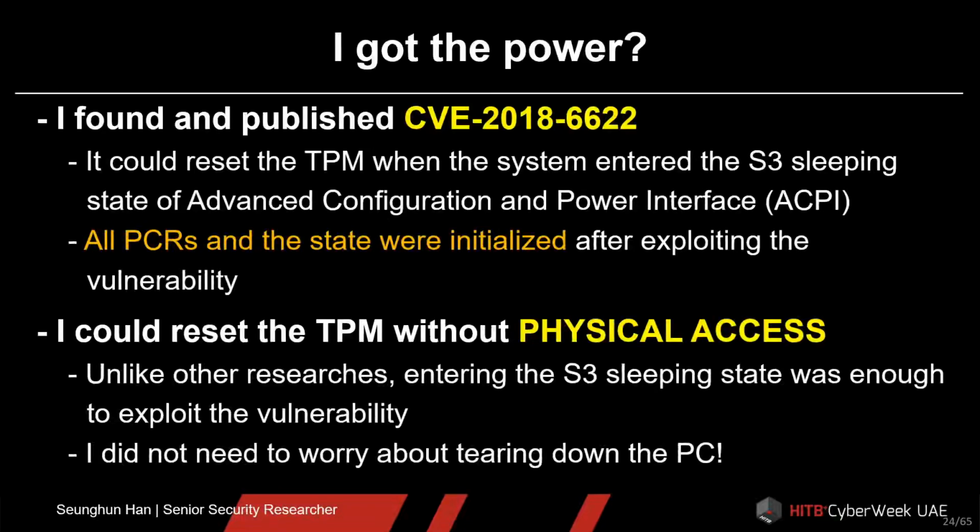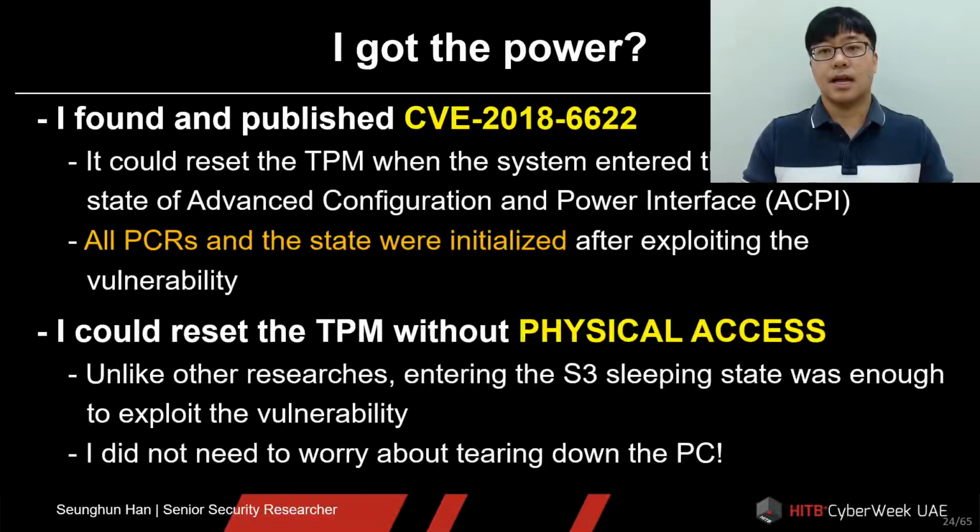Because of this environment, I could find and publish CVE 2018-622. It could reset the TPM when the system entered the S3 sleeping state of the Advanced Configuration and Power Interface, or ACPI. After exploiting the vulnerability, all PCRs and state were initialized. Due to the vulnerability, I could reset the TPM without physical access. Unlike other research, entering the S3 sleeping state was enough to exploit the vulnerability. It meant I did not need to worry about tearing down the PC.